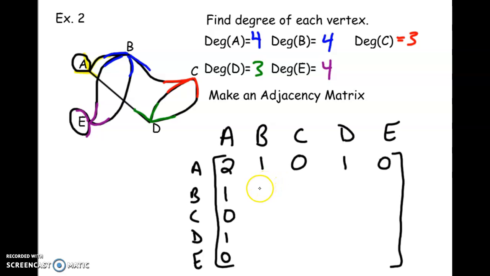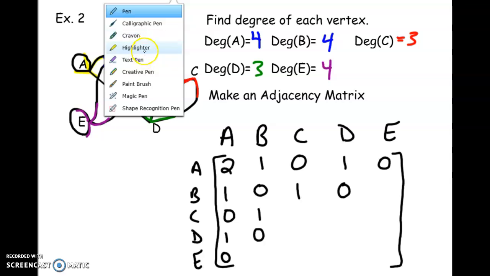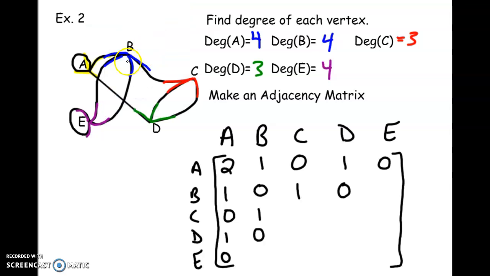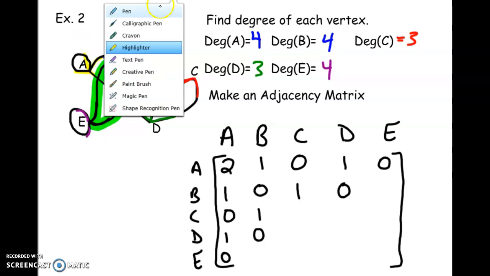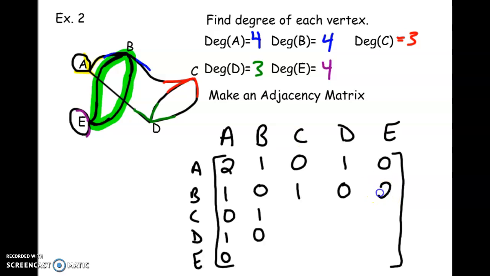Okay, then we go to B. Does B connect to B? So did B have that loop? It did not have that loop, so B does not connect to B. Okay, B to C, yep, 1 time. B to D. B did not have a direct connection to D, so nope. And then B to E. Now this one actually is that multigraph because B to E goes here and then B to E also goes here. So how many times did B connect to E? 2 times.